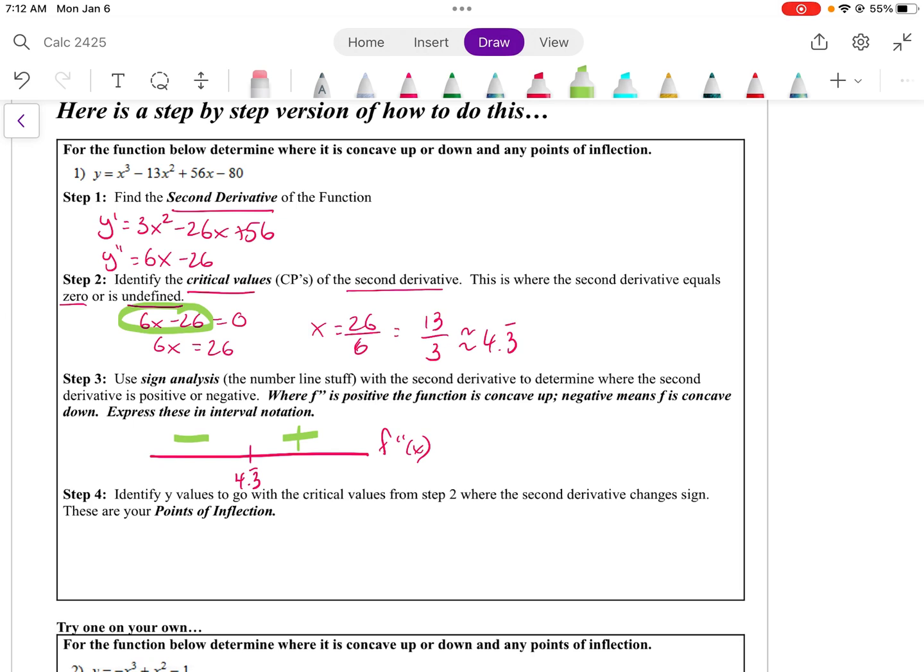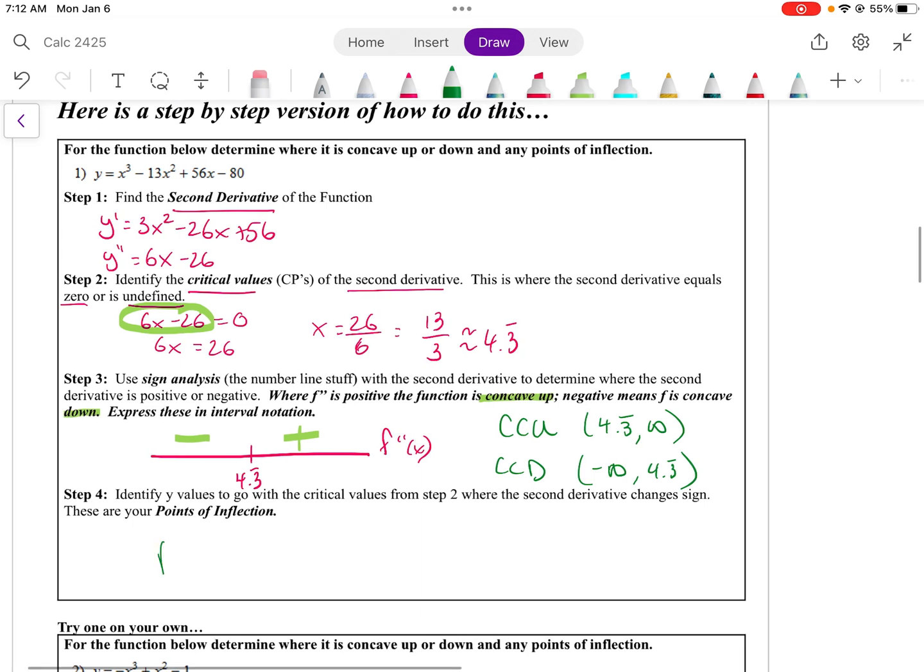Where f double prime is negative, the graph is going to be concave down, and where f double prime is positive, the graph is going to be concave up. So we can identify, just from what we've already done, that it's going to be concave up between 4.3 repeating and infinity, and concave down between negative infinity and 4.3 repeating. And because our function changed concavity there, that means there's a point of inflection at 4.3 repeating, and then I'm going to grab the y value for that.